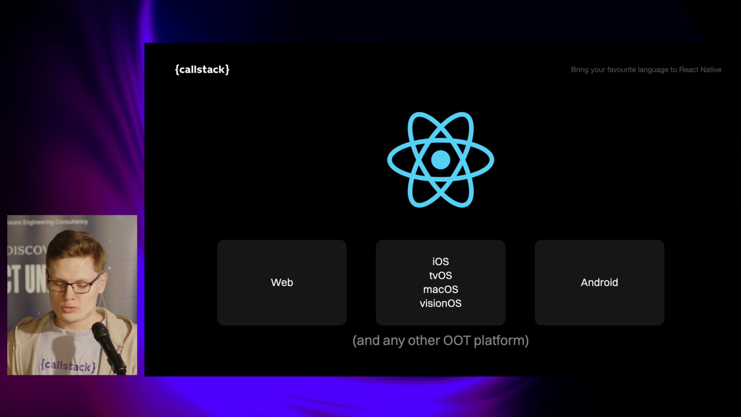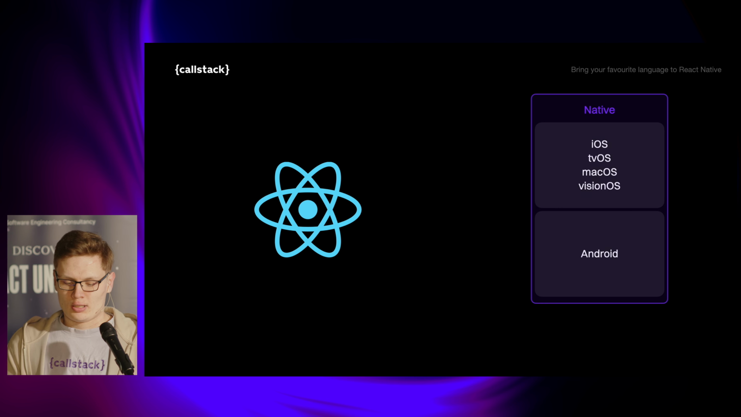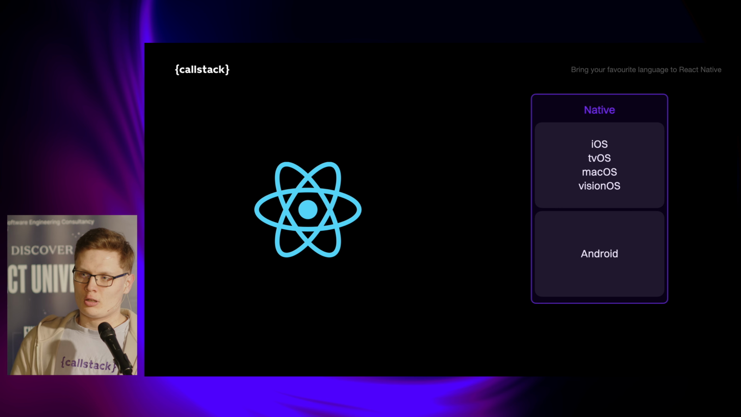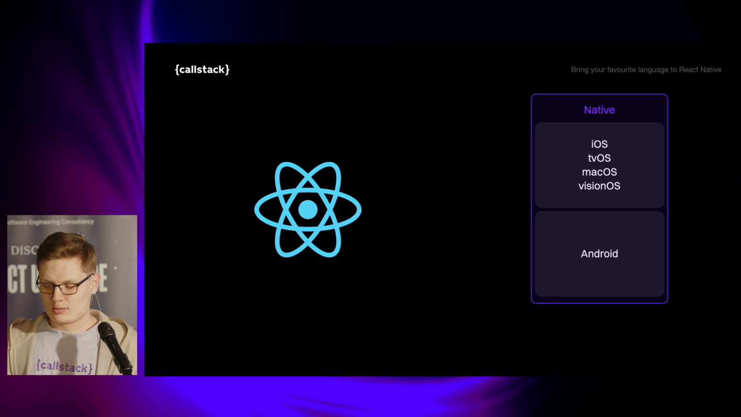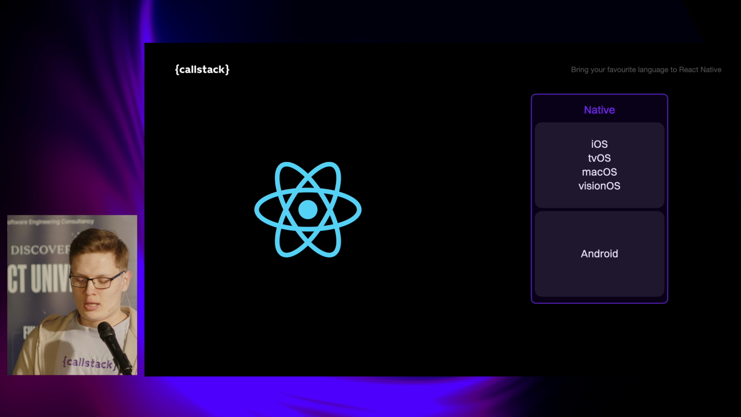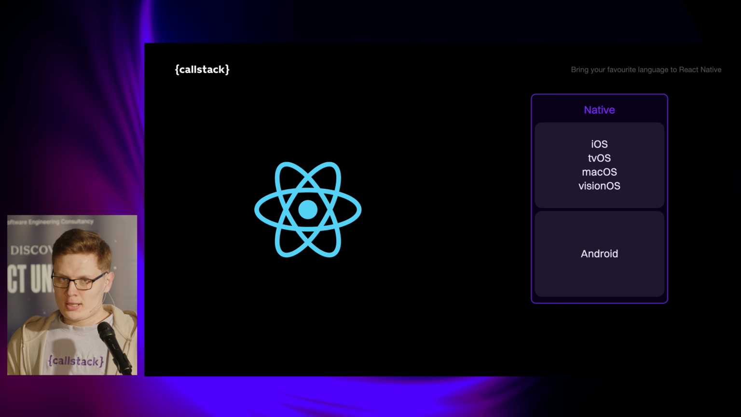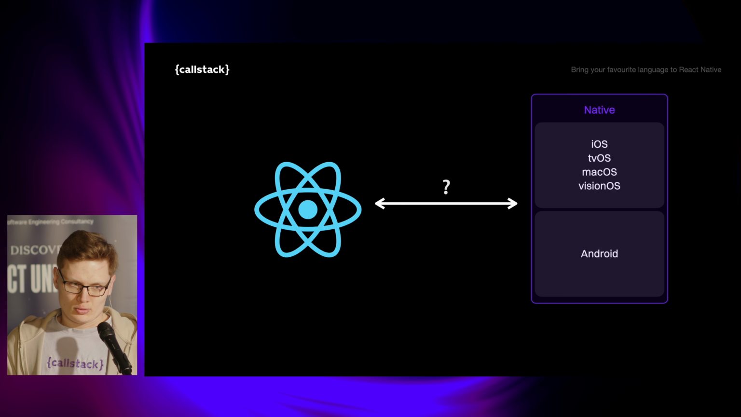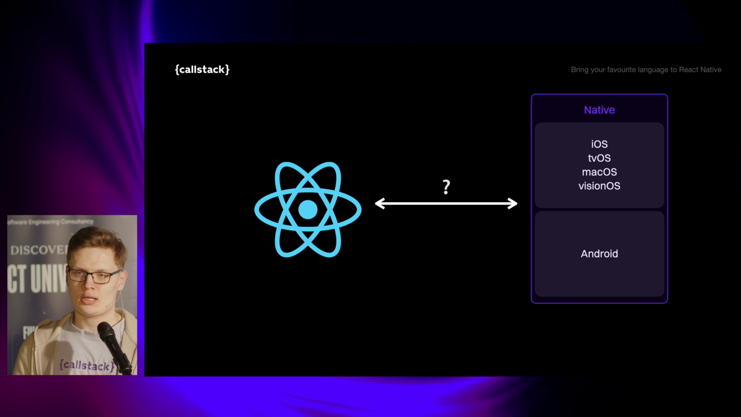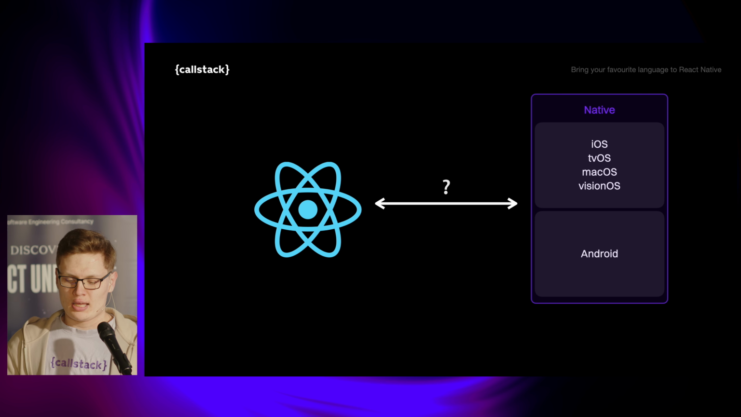So let's focus on the native part. Let's group all the native platforms in one column and talk about it in greater detail. React lives in the JS world. It's written in JS, as we all know. You write UI using JS, and there's another world of native UI, so native components, which are completely separate. So there needs to be something that connects those two.